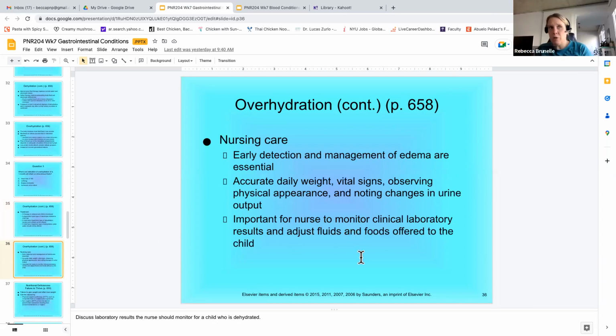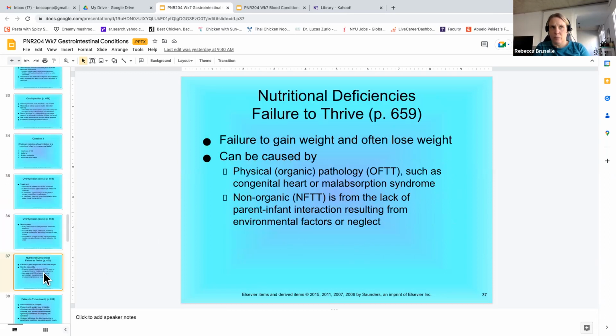So, overhydration, regardless of the cause, you want to be monitoring their edema, their vital signs, their weights, their urine output, and looking closely at their electrolytes. Particularly, you're going to be most worried about sodium, but keeping track of all of those things. So those are conditions related to infections or either too much or not enough fluid, etc.